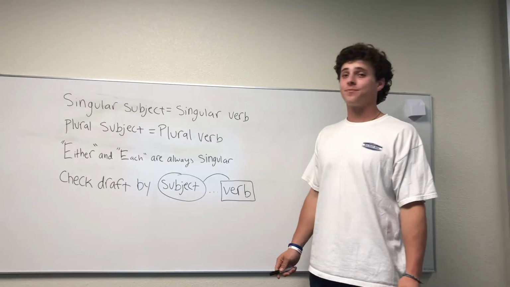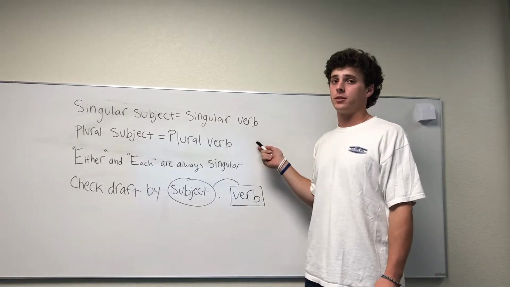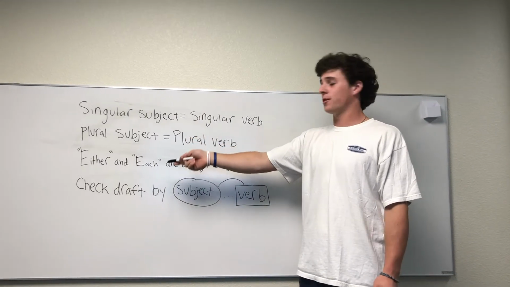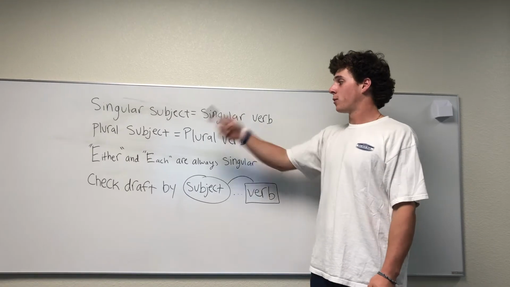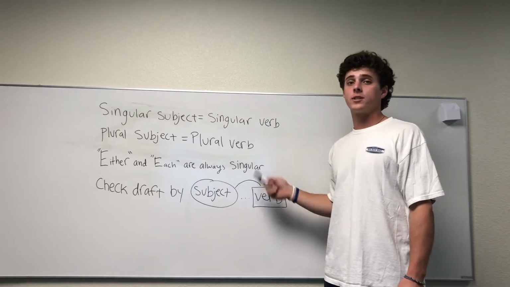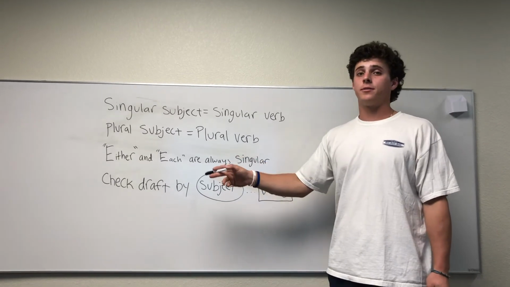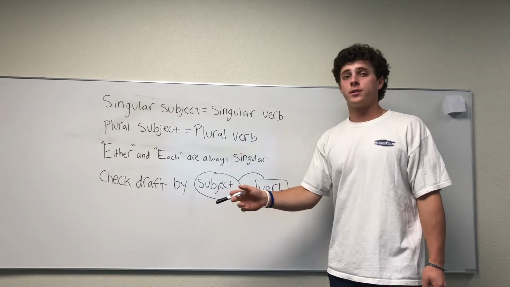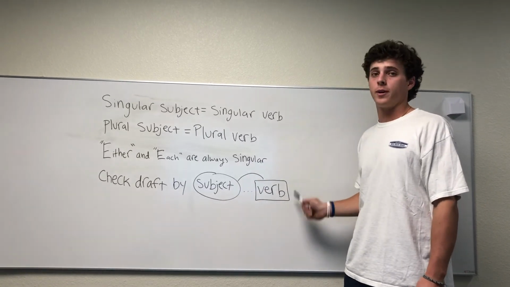So to recap, if you have a singular subject, you must use a singular verb to match. And if you have a plural subject, you must use a plural verb to grammatically match them together. The words either and each are always singular, no matter the sentence. And to check your draft, you can always circle your subject and then draw an arrow connecting it to the verb to make sure that they agree.